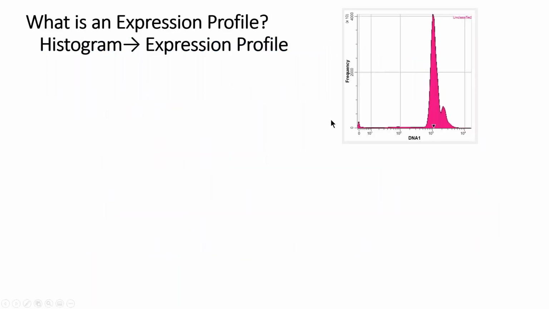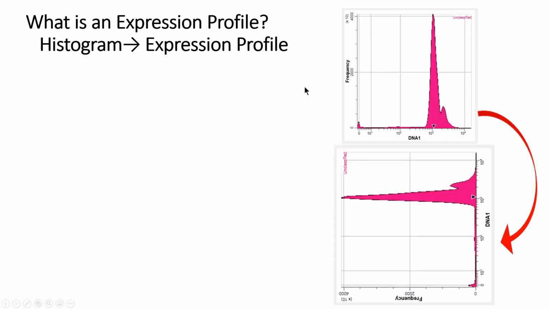So what is an expression profile? So an expression profile is actually a different way of looking at a 1P histogram. On the top right here is a very simple example of a DNA measurement with the typical intensity on the x-axis and frequency on the y-axis. If we take that histogram and turn it on its side, we now have frequency on the x-axis and intensity on the y-axis.